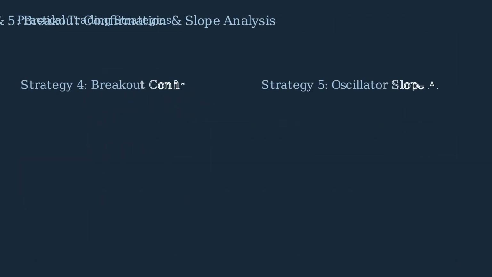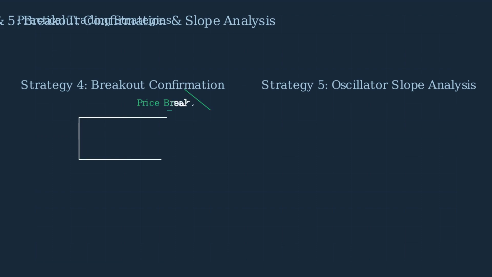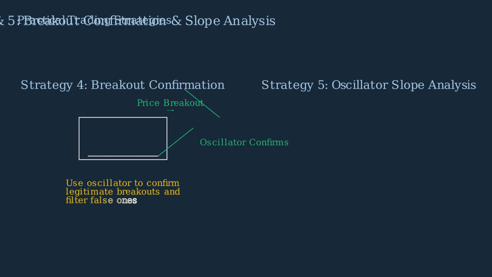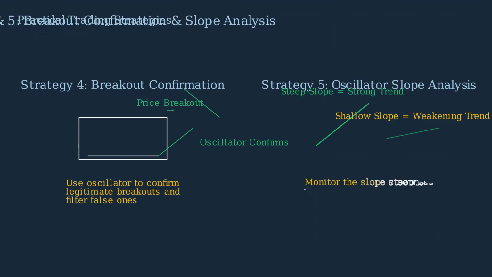Our final two strategies are equally important. Let's look at how to confirm breakouts and analyze oscillator slope. Strategy 4 uses the Klinger oscillator to confirm price breakouts from chart patterns. When price breaks out, look for the oscillator to also break its own pattern, confirming the move's legitimacy. Strategy 5 focuses on analyzing the slope of the oscillator to gauge trend strength. A steep slope indicates a strong trend with momentum, while a flattening slope warns of weakening momentum and potential reversal.